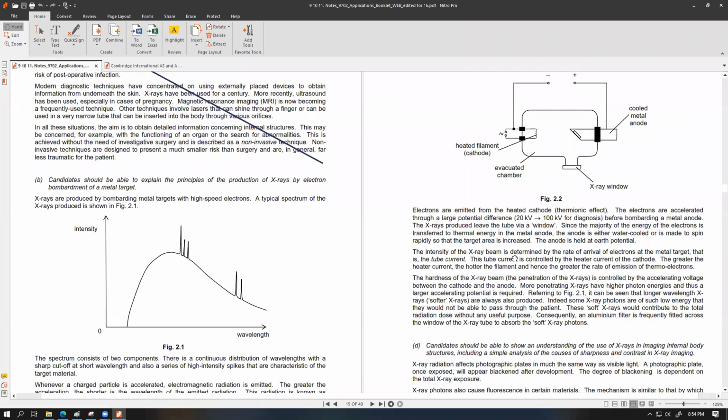The intensity of X-ray beam is determined by the rate of arrival of electrons at the metal target, that is the tube current. Tube current means total amount of charge over unit time that travels through this gap. The tube current is controlled by the heater current in the cathode. Heater current in the cathode মানে হচ্ছে এই small tube যে current. If you allow more current, the temperature of the thermionic emission would be more. Higher temperature would essentially mean more thermal electrons produced per second, and as a result, you can have more intensity.